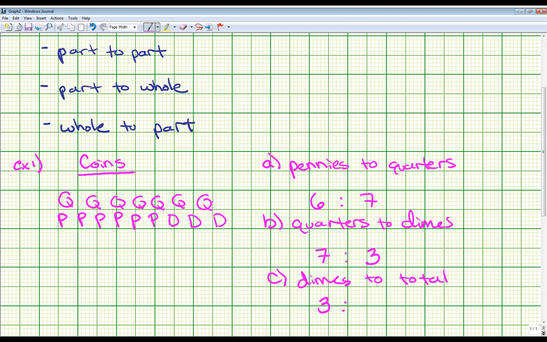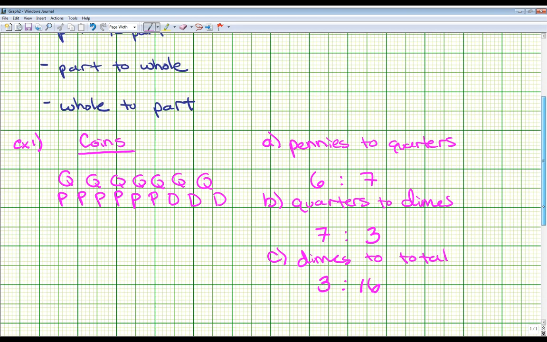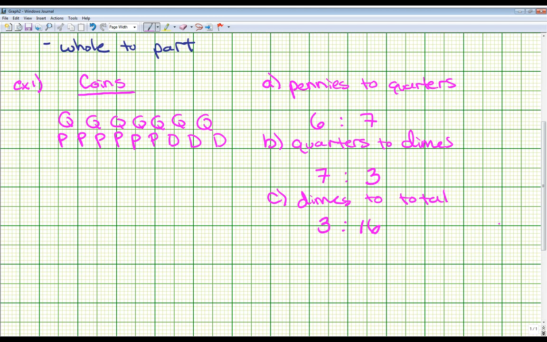And the total. And so the total will be all of the coins put together, including the dimes, the quarters, and the pennies. So we have 7 quarters, 8, 9, 10, 11, 12, 13, 14, 15, 16 total coins. So the ratio of dimes to total would be 3 to 16. Even though the dimes is written in the front, you still include the dimes in your total number of coins for that second item. We're done with example 1.